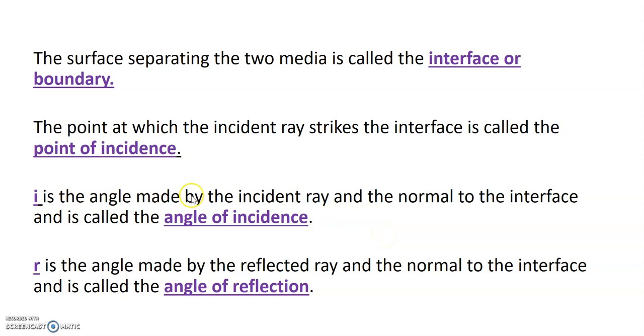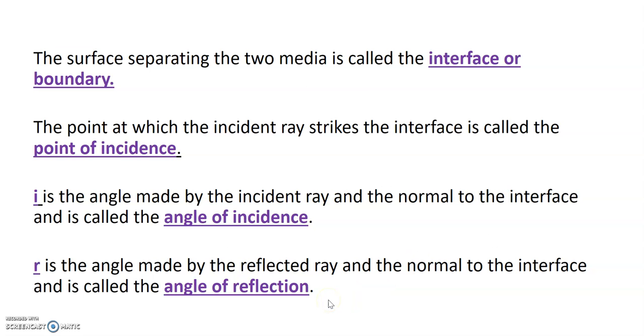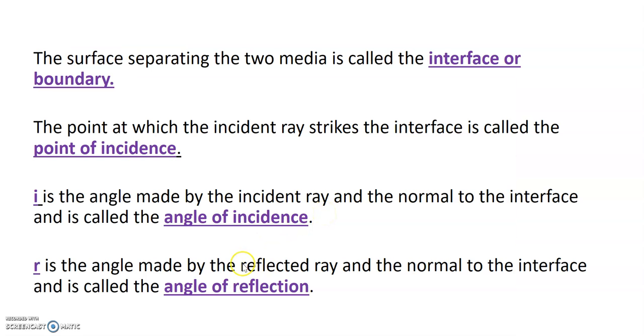I is the angle made by the incident ray and the normal to the interface, and it is called the angle of incidence. This is the angle of incidence. It's the angle made by the incident ray and the normal. Now the angle made by the reflected ray and the normal is called the angle of reflection, represented as small letter r.